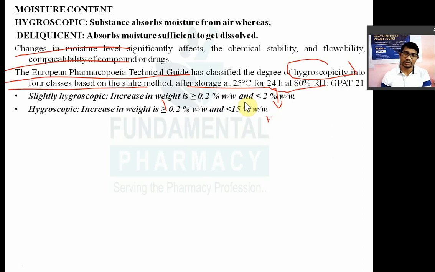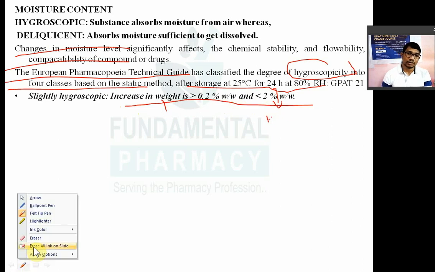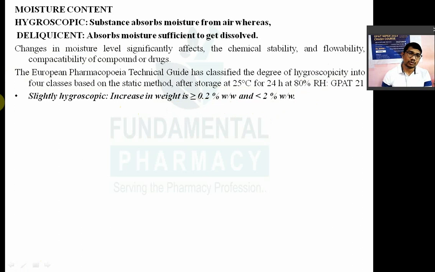If the weight of that compound has increased, if the increase in the weight of the compound is more than 0.2% weight by weight but less than 2%, so after subjecting a compound to a controlled condition, that is 25 degrees Celsius for 24 hours, 80% relative humidity, now you have to weigh the compound. If the increase in the weight of that compound is more than 0.2% weight by weight but less than 2%, then it is known as slightly hygroscopic.